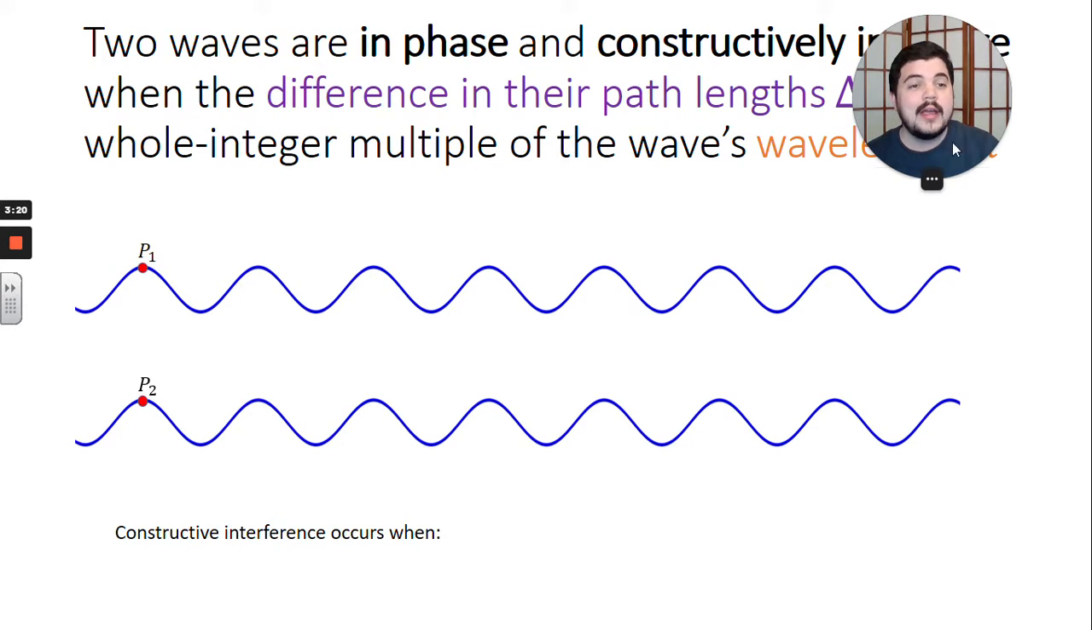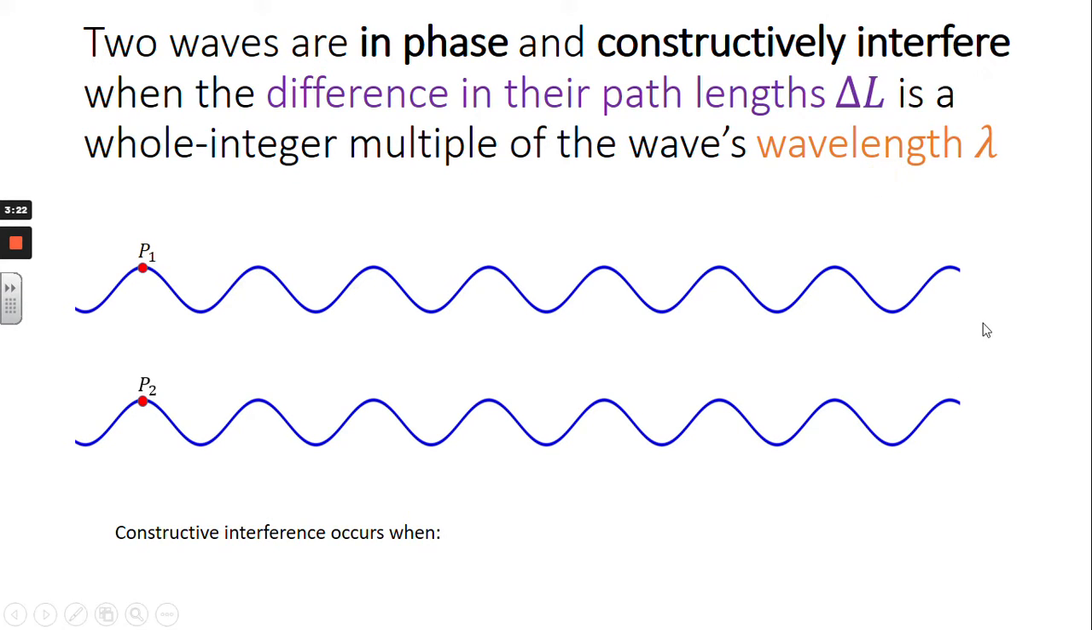So now, two waves, we're going to look at the conditions through which constructive and destructive interference happen. Constructive interference is when they add up together to give you a bigger wave. Destructive interference is when they subtract to 0. So two waves are in phase and they constructively interfere when the difference in their path lengths, delta L, is a whole integer multiple of the wave's wavelength lambda. Let's talk about what I mean.